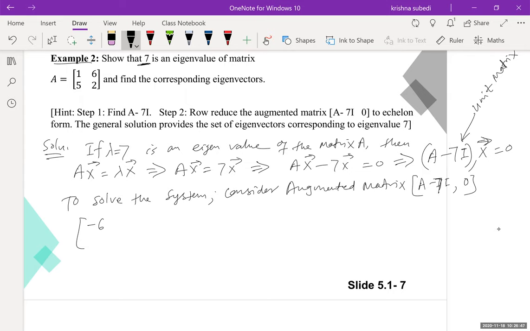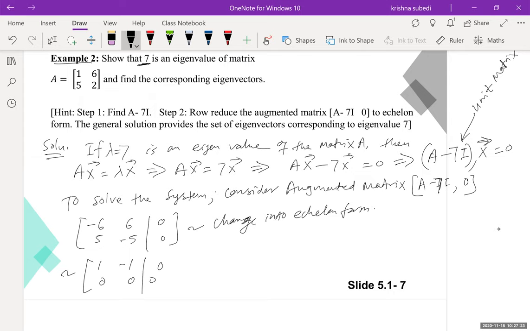All right, so that means this augmented matrix becomes minus 6, 5, 6, minus 5, 0, 0. Now change it into echelon form. This is step one. It's pretty easy to change into echelon form. I trust that everyone knows how to change it into echelon form. So if you change it into echelon form, you will get 1, minus 1, 0, 0, 0, 0. So clearly there is one free variable, right?